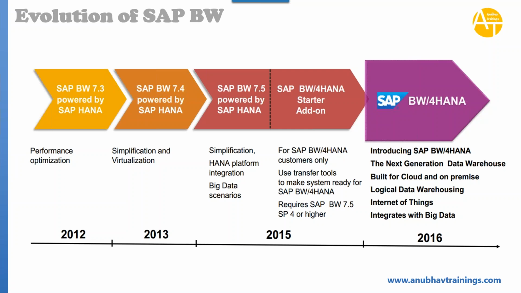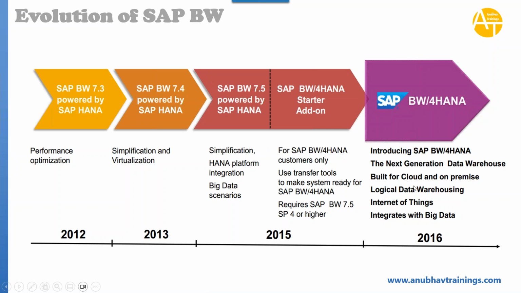They call it the next generation data warehouse system, built for cloud and on-premise. It also offers logical data warehousing. It offers IoT, Internet of Things scenarios. It integrates with big data query like Hadoop and so on. In this situation, the only database choice you have is the HANA database. You cannot choose any other database at all. There is no other choice. So this is the evolution of BW, the on-premise world I'm talking about, how BW evolved.